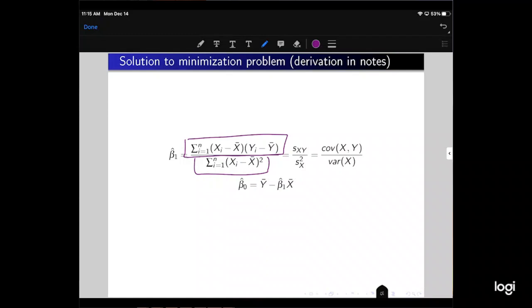In beta 0 hat, the intercept, we get that after we've estimated the slope just by plugging it back into this equation here, where we take the average of the y's minus beta 1 hat, which is estimated in the previous line here, times the average of the x's. And these are the averages over the y's and the x's in our data, the observed averages, the sample averages.